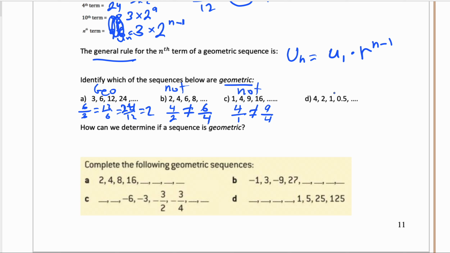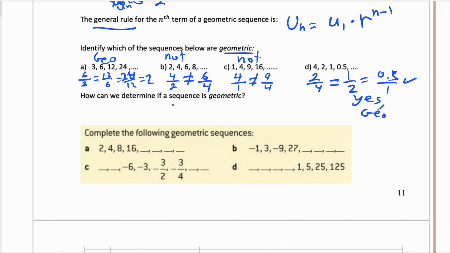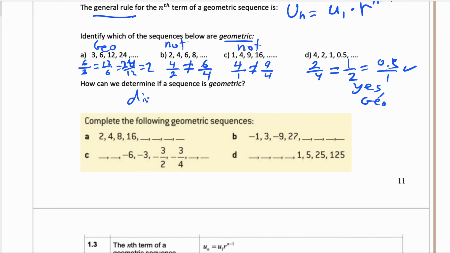So it's not. This one, let's divide. 2 divided by 4 does equal 1 divided by 2. Right? That's half. And 0.5 divided by 1 is also half. So yes, it is geometric. So how do we determine? We just divide each term by the previous term. And if those are equal, then it is geometric.